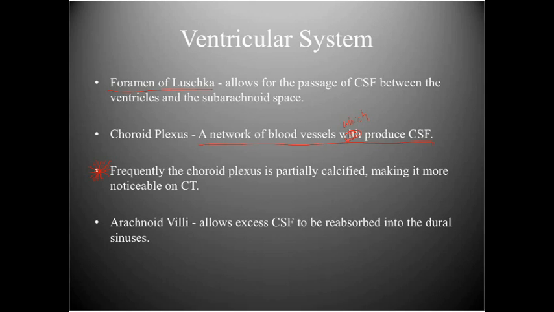Typically, you can see a calcified choroid plexus even in patients as young as 20 or even in their teens, because it's one of the first few things that actually becomes calcified. So it's not too worrisome if you see this in a younger patient. Also, we have the arachnoid villi, which allow excess CSF to be reabsorbed into the dural sinuses. So definitely know this as well.